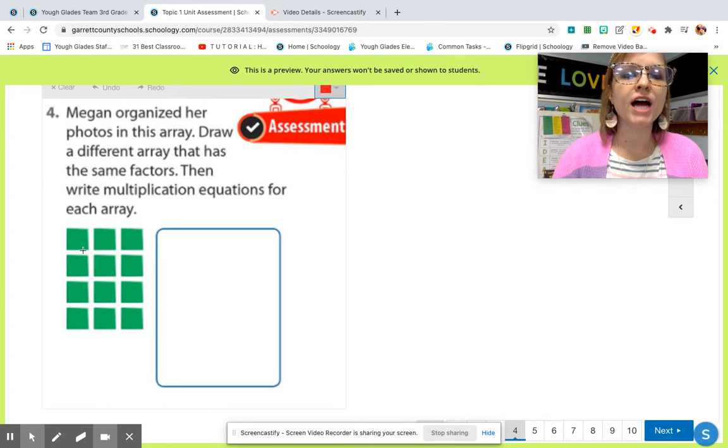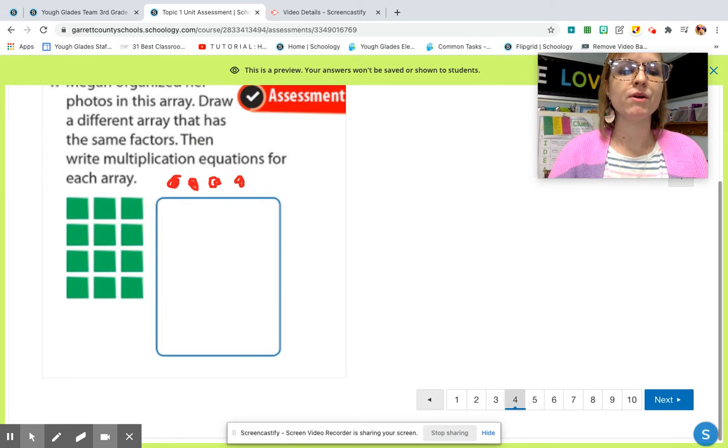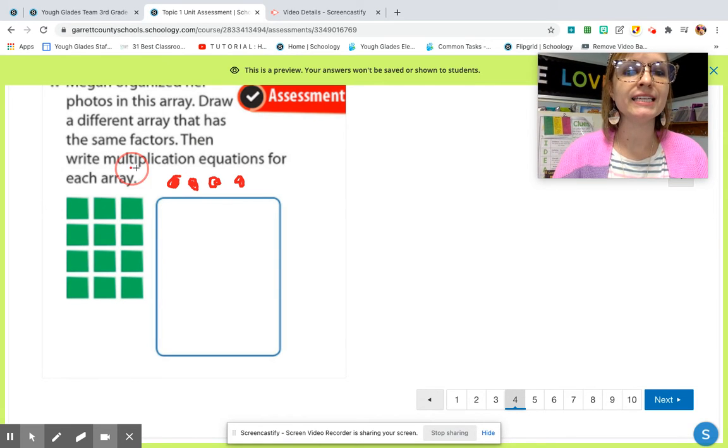What would it look like? But I just want to show you with this writing tool, it might be easy for you to draw your array by just making circles, okay? You might not want to scribble it all in. Just little circles like that you can make to make your array. And remember, you have to write the equations that match this one and the equations that match this one.